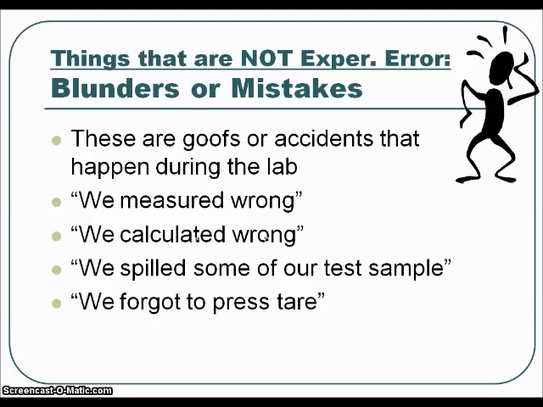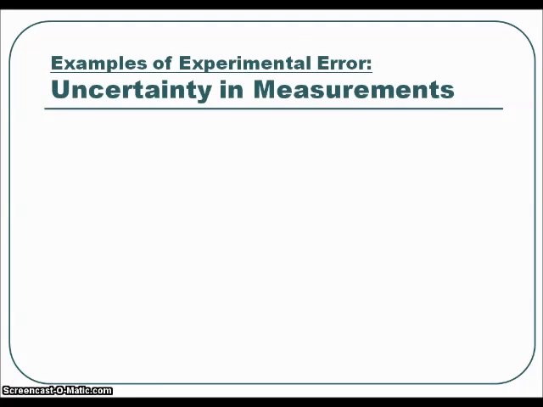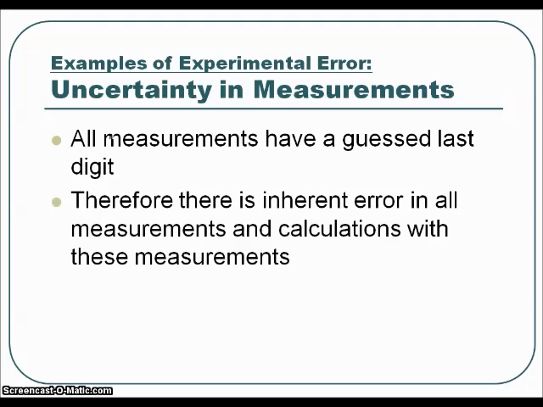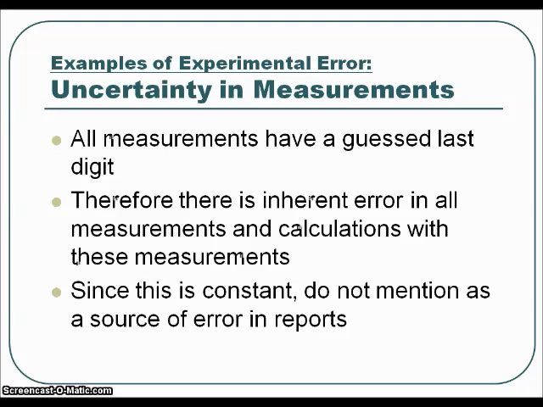That's not going to make your results good, but that is not inherent in the design of the experiment, and thus it is not experimental error. Okay, another thing that sometimes people mention is that, well, when we make measurements, we've learned in Unit 1 that all measurements, the last digit is guessed. So there's a little bit of uncertainty due to that last digit being guessed. And so because of that, we're always going to have a little fluctuation in our answers because of that uncertainty. But that's just a minor amount, and that's just a constant way that we do things.